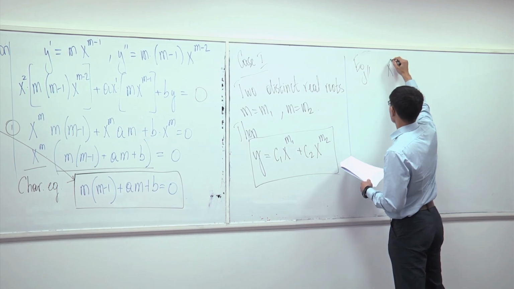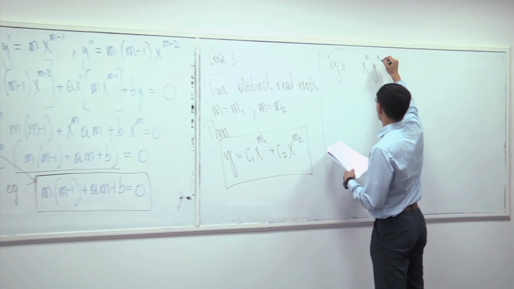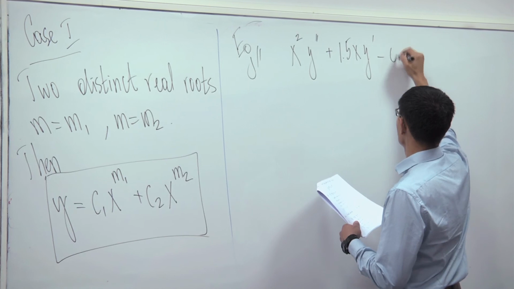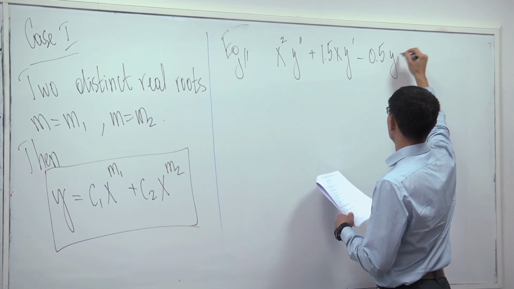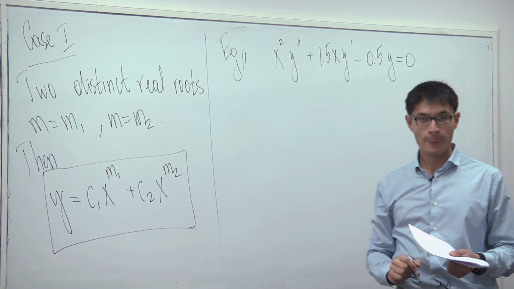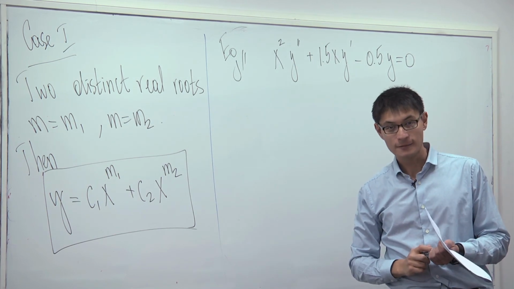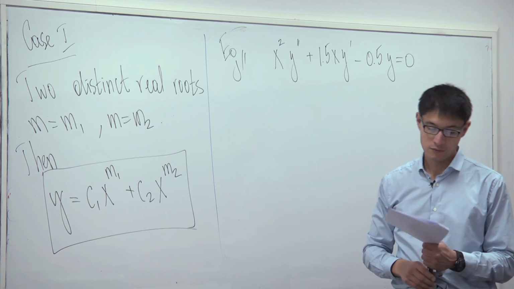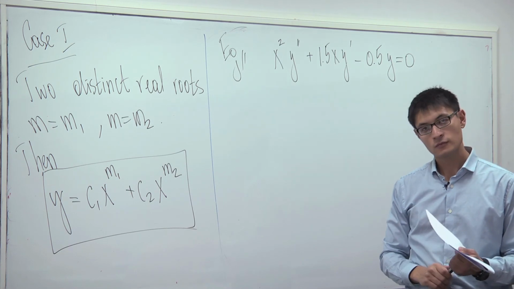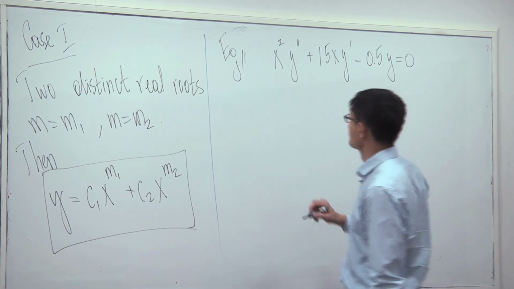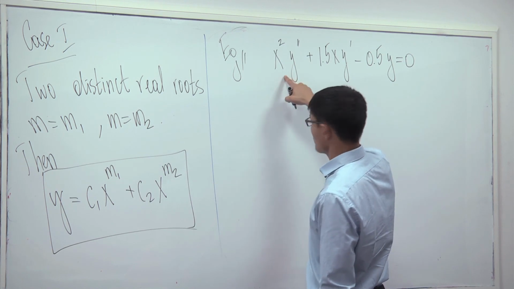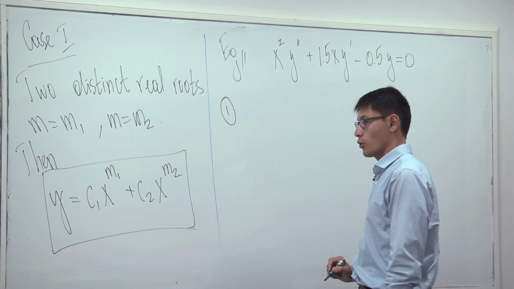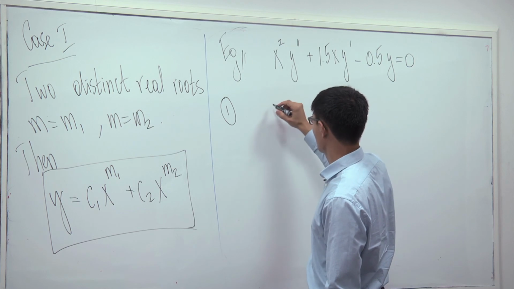Suppose we're given the equation x squared y double prime plus 1.5x y prime minus 0.5y equals 0. Why don't you take a second and see if you can solve this equation on your own? Okay, let's try it together. So this is a Cauchy-Euler equation. And we said the first step to solve a Cauchy-Euler equation is to solve its characteristic equation.